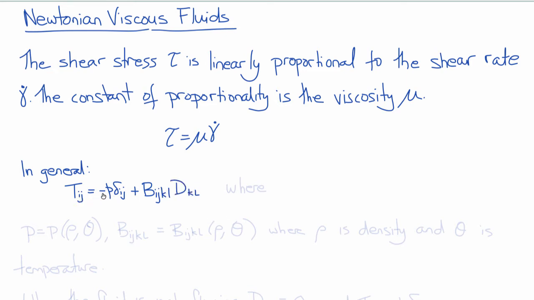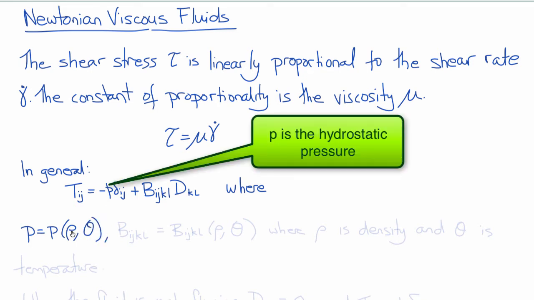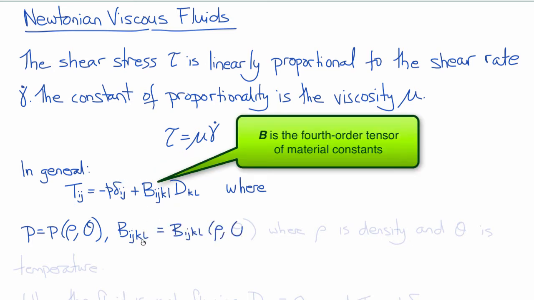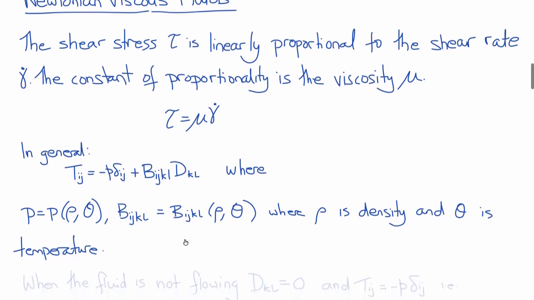Tij is equal to minus P delta ij plus Bijkl times Dkl, where P here is the hydrostatic pressure, which is a function of density and temperature. And this quantity here, this fourth order tensor Bijkl, which can also be a function of density and temperature, is the fourth order tensor of coefficients relating the stress to the rate of deformation.